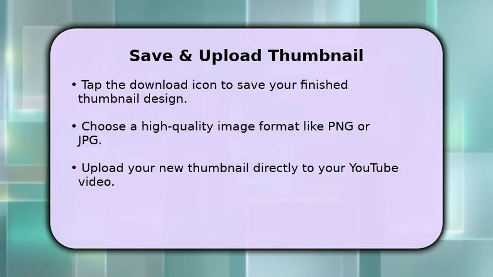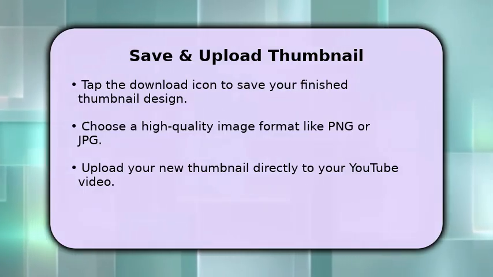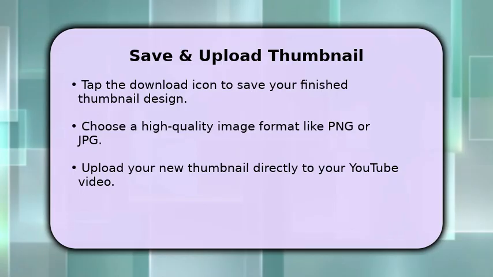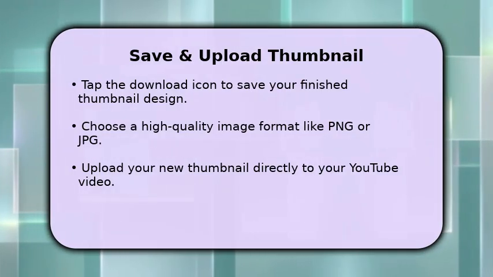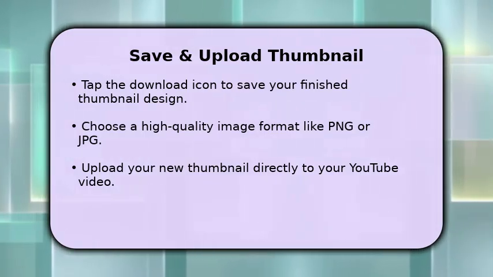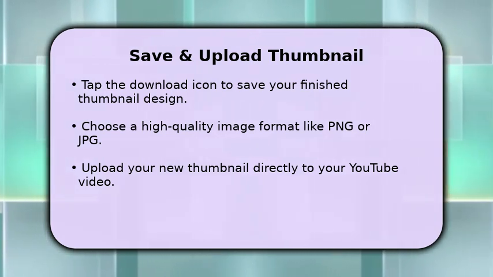Look for the download icon, usually located at the top right of your screen, and tap it. Select a high-quality image format, such as PNG or JPG, to ensure your thumbnail looks crisp. Once saved to your device, you can then easily upload this new, eye-catching thumbnail directly to your YouTube video, attracting more viewers.